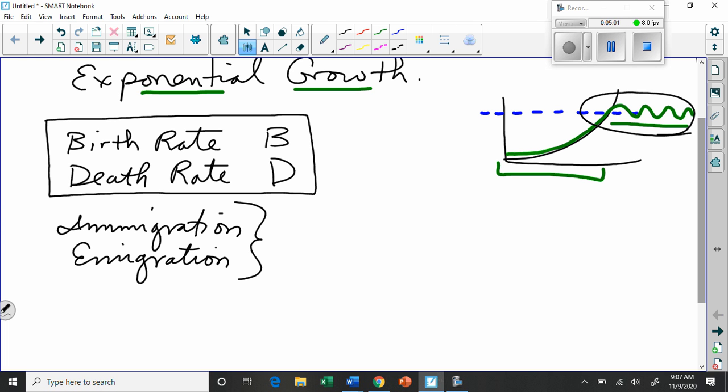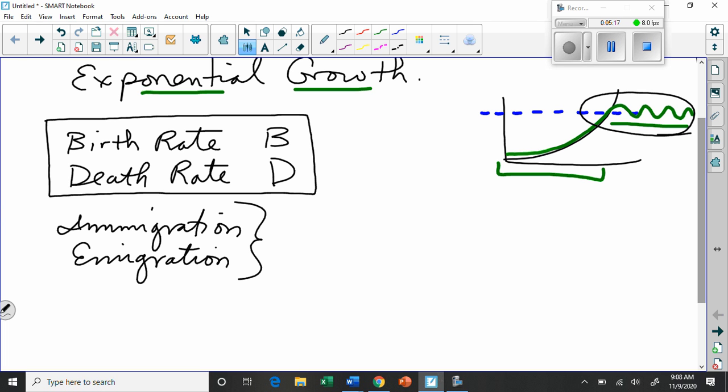Now, how many of you have taken calculus? None. So in calculus, calculus is the mathematics of changing things. That's what it really is. It's how we describe changes in math.